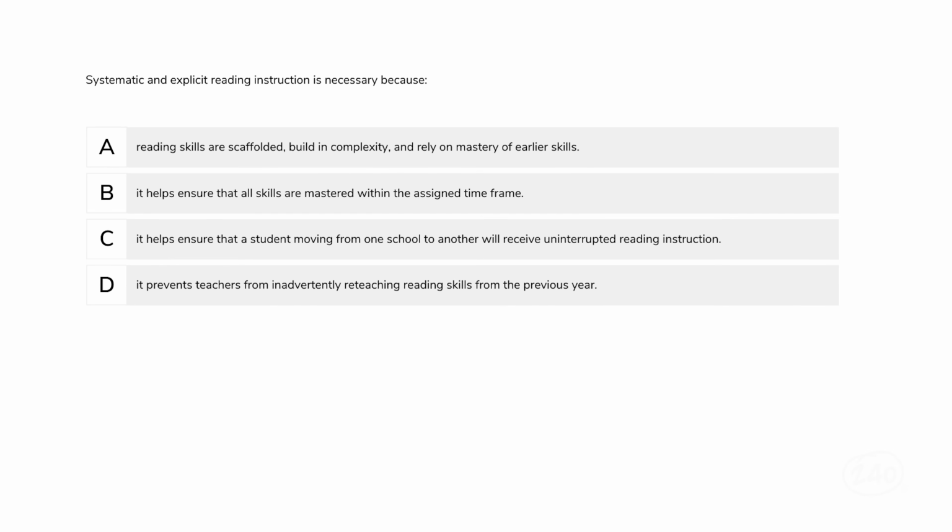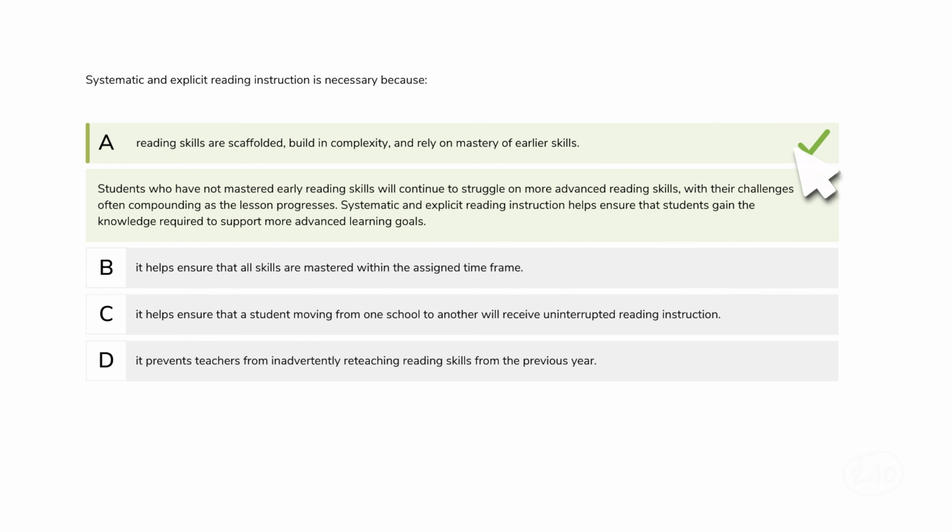Now, for the reading pedagogy domain. Systematic and explicit reading instruction is necessary because reading skills are scaffolded, building in complexity, and rely on mastery of earlier skills. Instruction should be systematic. That means there's a plan that works through a purposeful order. And explicit, that means direct, to help ensure that students gain the knowledge required to support more advanced learning goals.